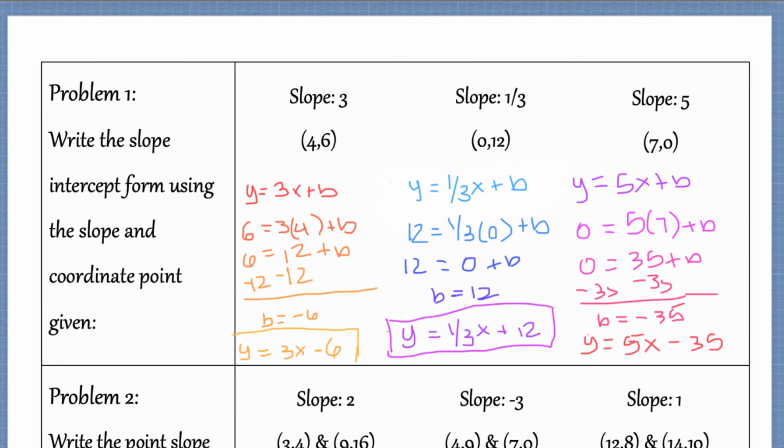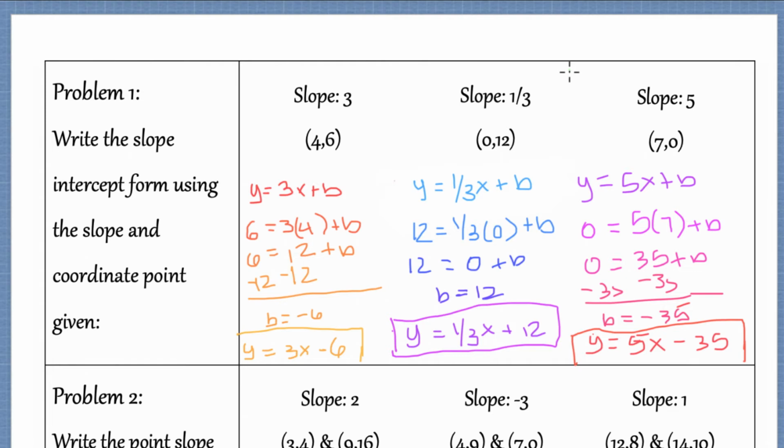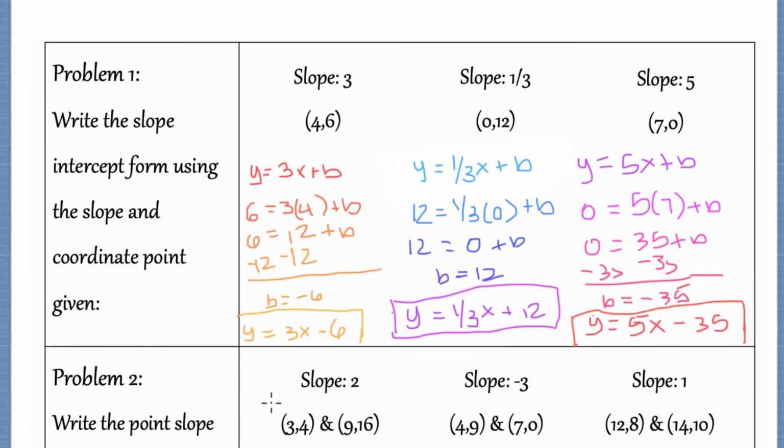So this is our final answer. Y is equal to 5x minus 35. Now that we've seen slope-intercept form, let's move on to problem number 2 for point-slope form.